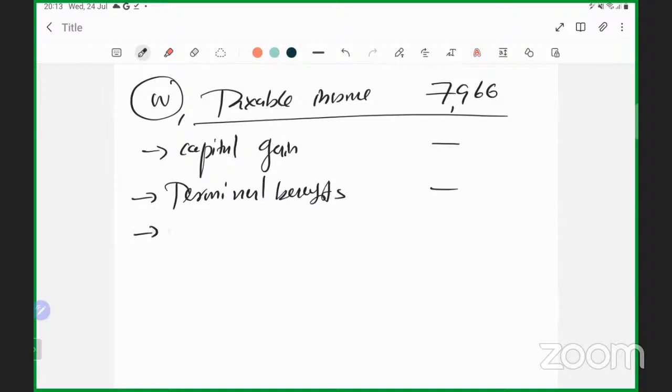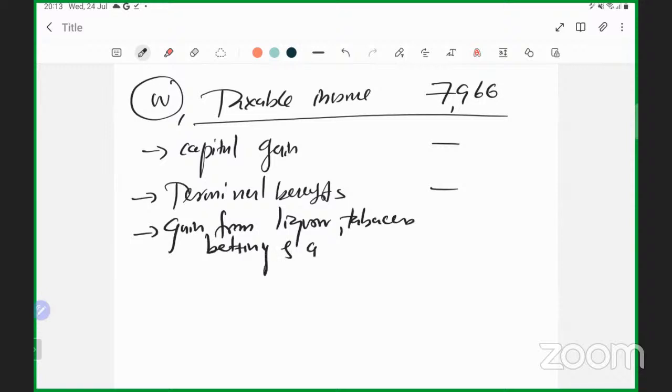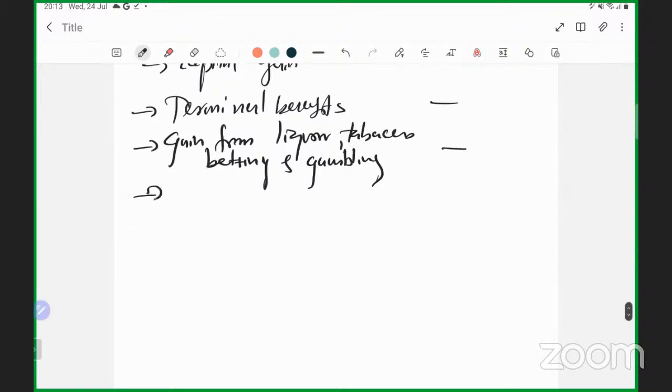So now, if there is any gain from liquor, tobacco, betting and gambling, no such. Therefore, how much is the balance taxable income?